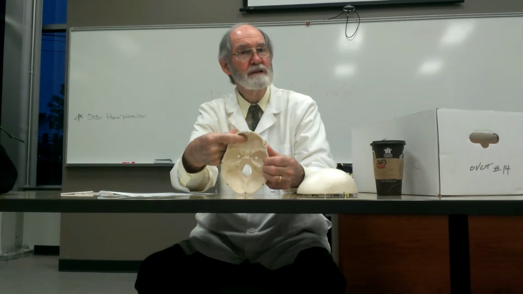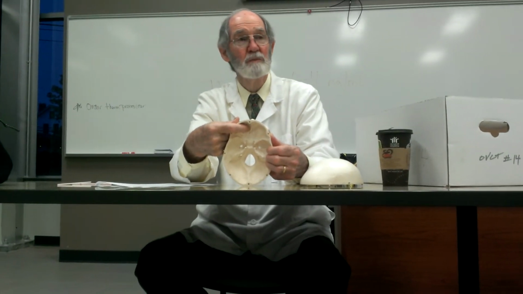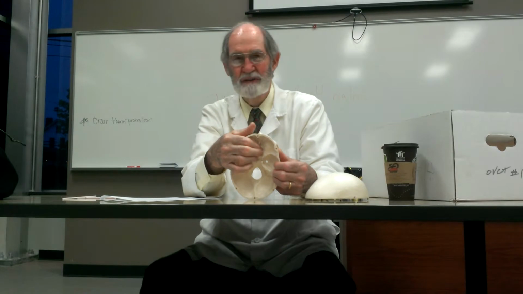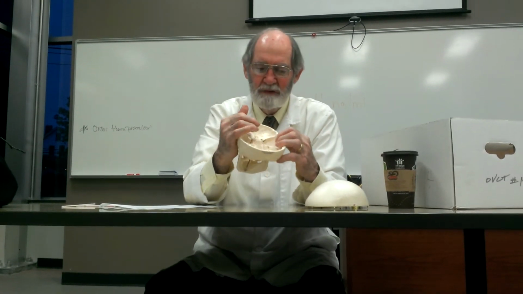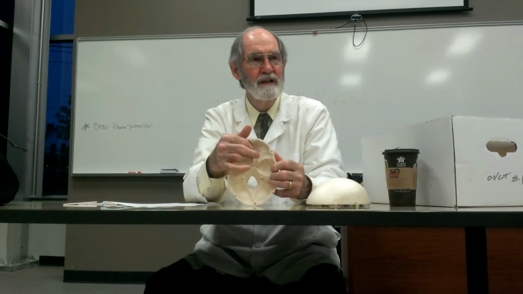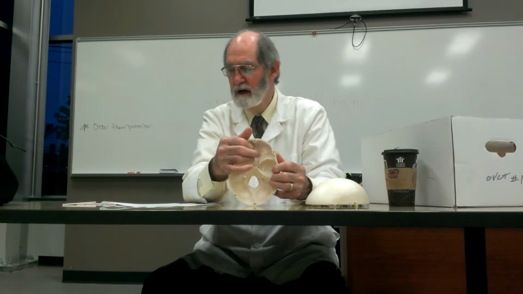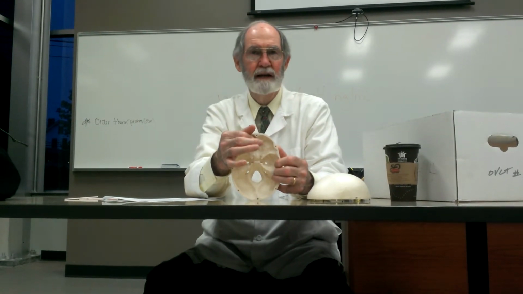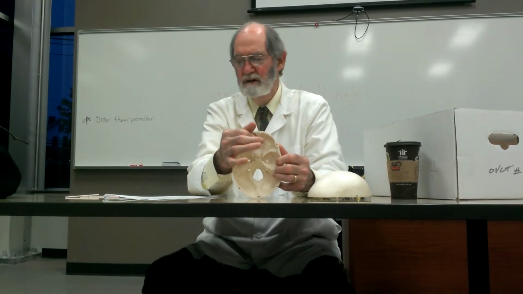The part that sticks up, the vertical part, is called the sella turcica. I'm sorry, it's called the crista galli, which means cock's comb. It's like the comb on a chicken. It's a point of attachment for the membranes that surround the brain, called the meninges. Inflamed, it's called meningitis, so you all know that.